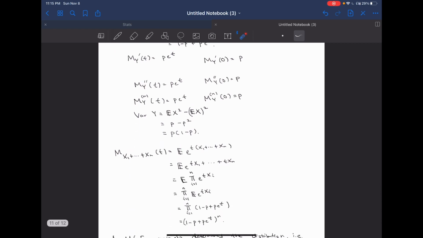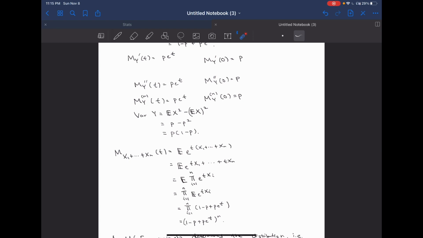So now we want to find the moment generating function of the sum. So we want to find the moment generating function of X1 plus all the way up to Xn. Now that, just by definition of the MGF, is the expectation of e to the t times X1 plus dot dot dot plus Xn. And we're just going to distribute the t's, so tX1, tX2, up to tXn.